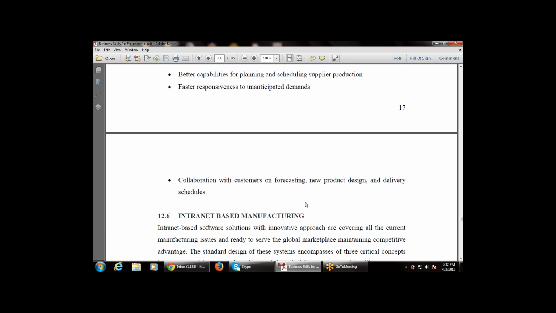Now next is internet-based manufacturing. That is, how to use the internet with manufacturing. This says internet-based software solutions with an innovative approach are covering all the current manufacturing issues and are ready to serve the global marketplace, maintaining competitive advantage. So whenever we use the internet, it offers various advantages that cover the current manufacturing issues and are ready to serve the global marketplace, maintaining a competitive advantage.